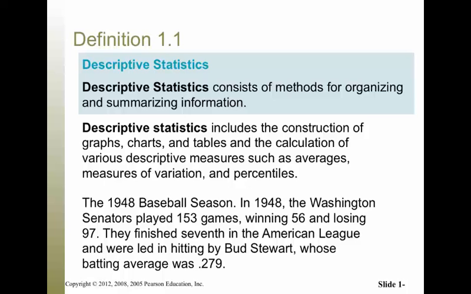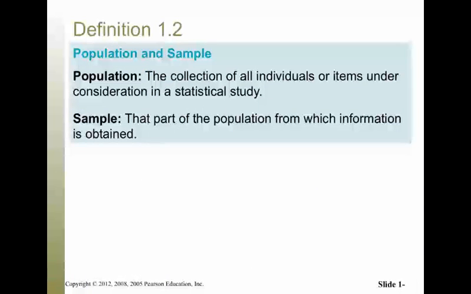Okay, so what did she say? She said 97 over 153 times 100 would be their losing percentage. That'd be another descriptive statistic for this baseball team, whatever that number turns out to be. 60-something percent. So that's descriptive statistics.